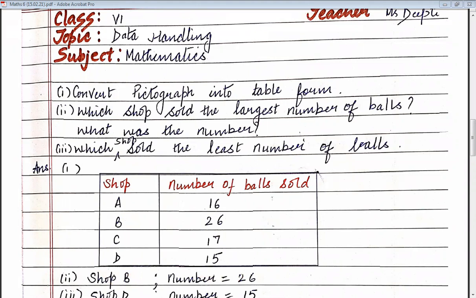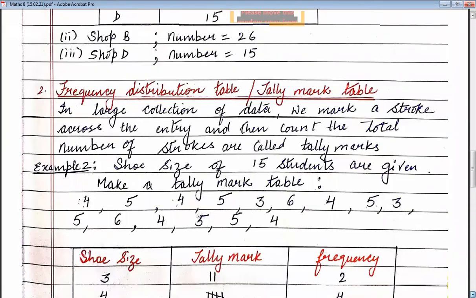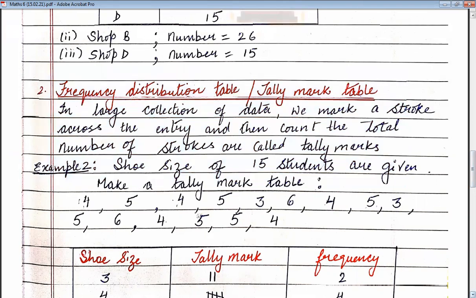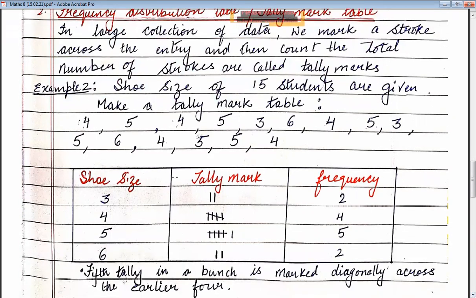Now children, it becomes very easy when we represent our information with the help of pictures. Now let's move on to our second way of representing information, the frequency distribution table, that is the tally marks table. Children, this is also very interesting. When the data is quite large, for each entry or each piece of information you will put a stroke, and that is called tally marks. And if you have any information more than 4, then the fifth one will come diagonally.